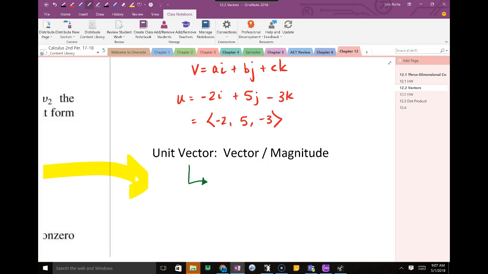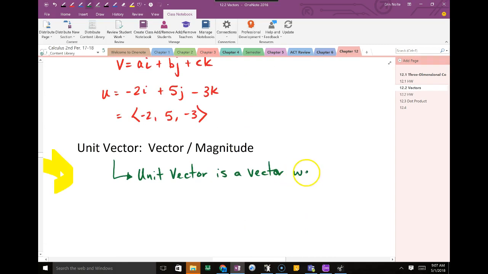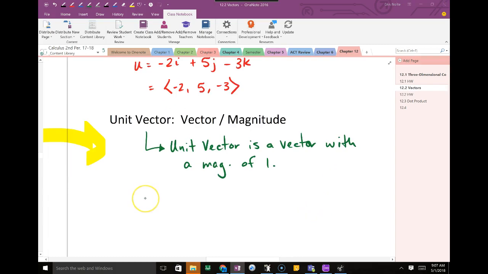Okay, for a unit vector, we're trying to make a vector with one unit as a magnitude. So you could write that down. A unit vector is a vector with a magnitude of 1. So what they're going to do, we'll just say unit vector, is always going to be the vector divided by its magnitude.